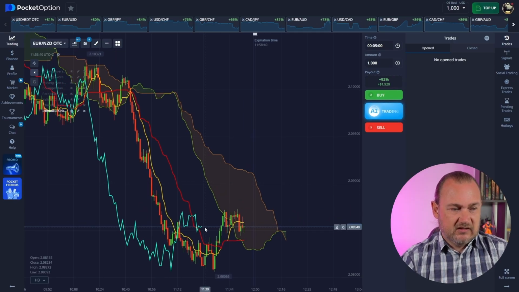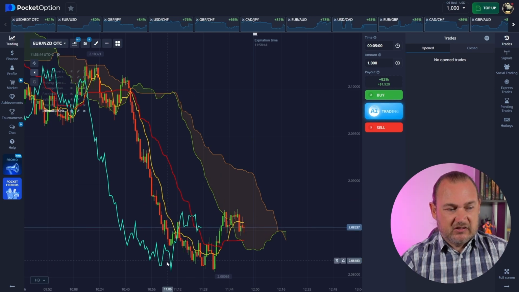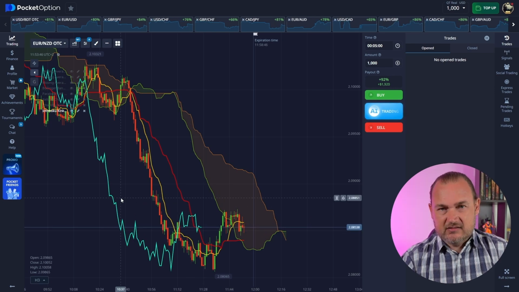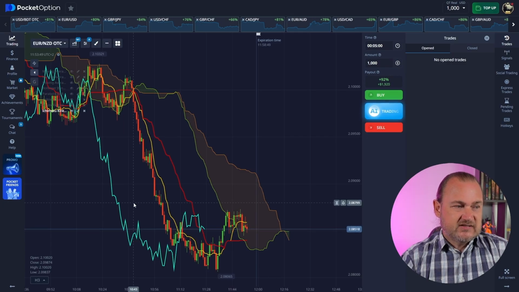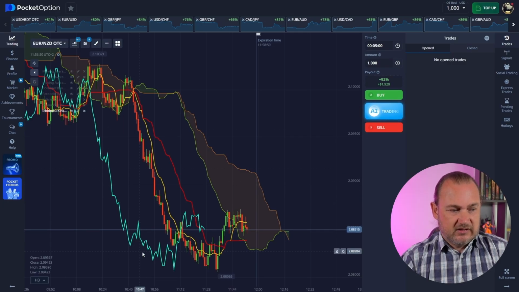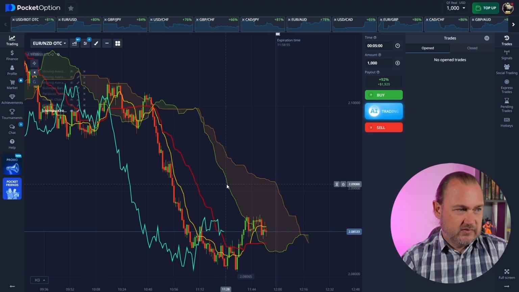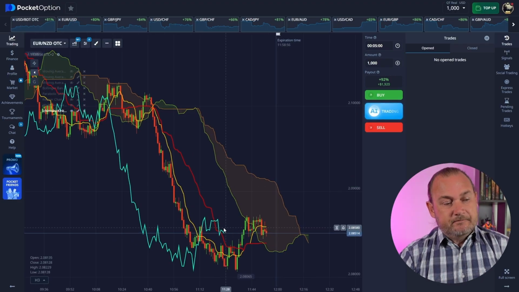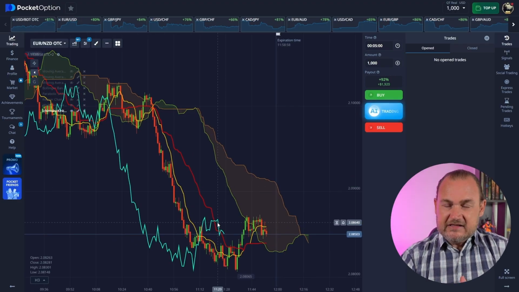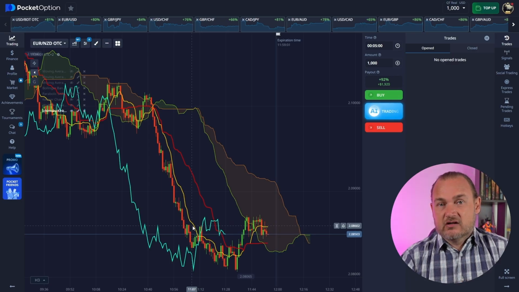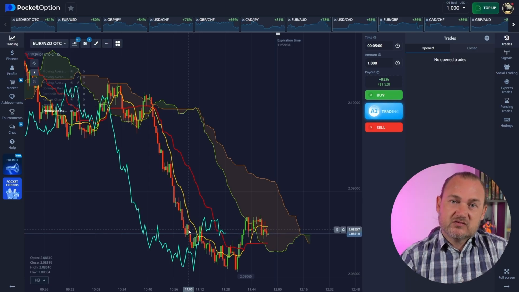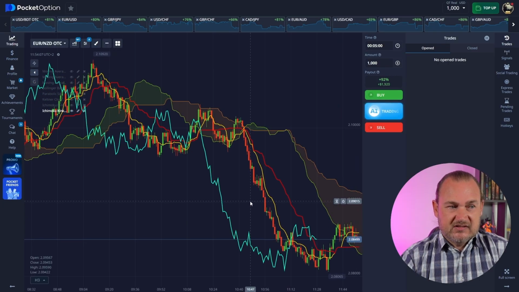The last thing we have on the Ichimoku is the Chikou span, or also called the lagging span line. So this line here, this is the light blue line, I suppose. I forget the name now. This line is an exact copy of the current price movement, but it's plotted 25 candles behind price. So it's an exact copy.